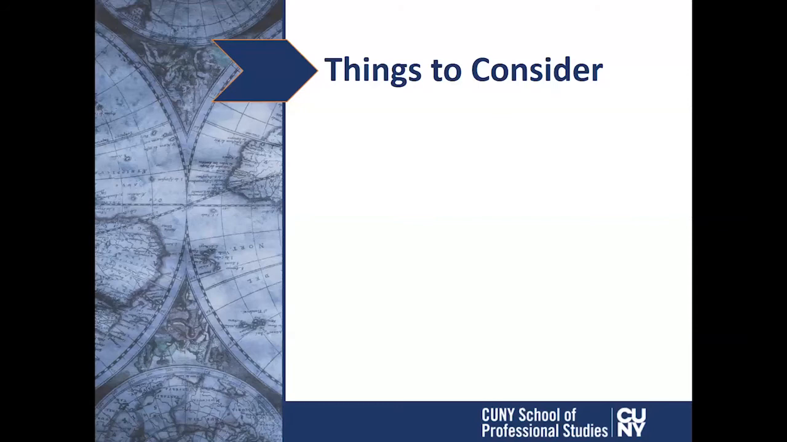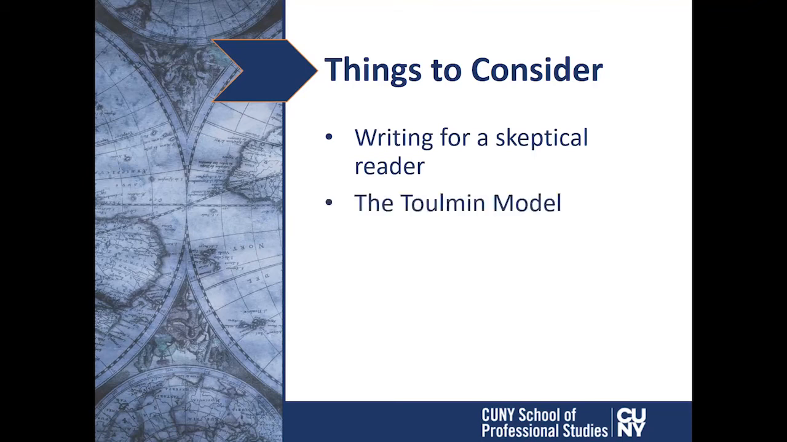I'm going to tell you about 3 things to consider, and you should think about these early on in your writing process, starting when you're breaking down that assignment and all the way through to when you're working on your organization. The first is your audience, and specifically, you should be writing for a skeptical reader. The second is an introduction to the key parts of the Toulmin Model. And the last is going to be Aristotle's appeals, sometimes just called rhetorical appeals.